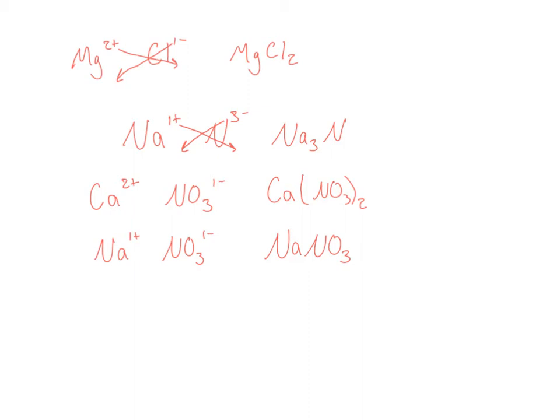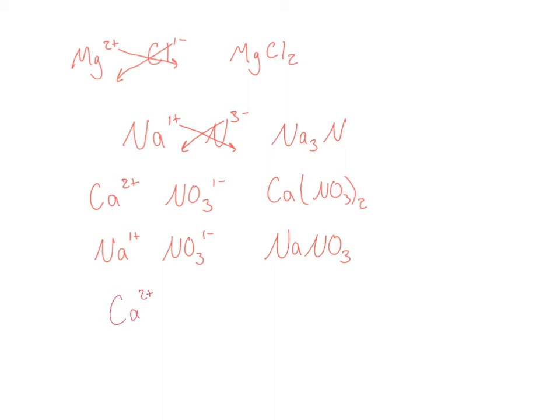The crossover rule is a very helpful tool in finding the formula for ionic compounds. We have to remember, though, that ultimately it works because it gives us the ratios we need in order to balance out our positive and our negative charges. We always want the lowest whole number ratios. So let's look at another example.